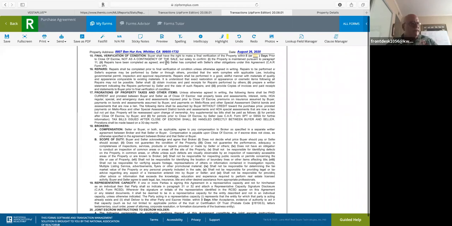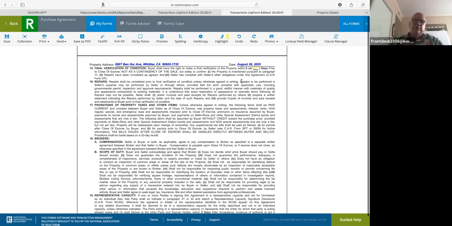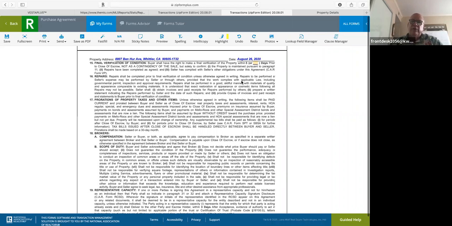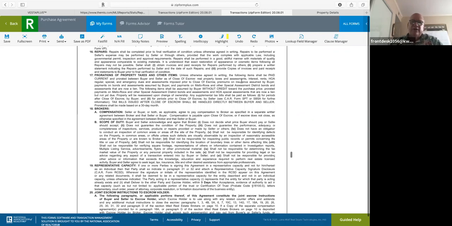Final verification of condition of the property. This is where the buyer can go through the property and review to make sure that repairs were done, that the property is the same as it was when they put their offer in. The ideal situation is to do a verification of the property when the homeowners have moved out. So sometimes 5 days before is too soon. It might be a couple days before, but I highly recommend do your walkthrough prior to funding your loan when you're at your closing. Let the client walk through the house to see the condition that it's in and double check that repairs have been made.